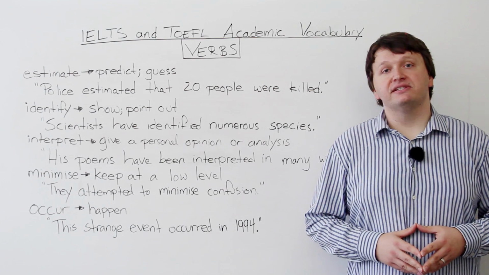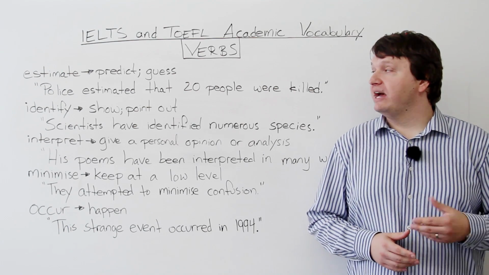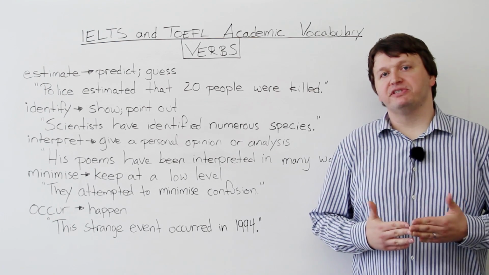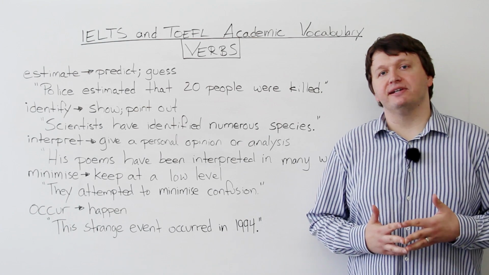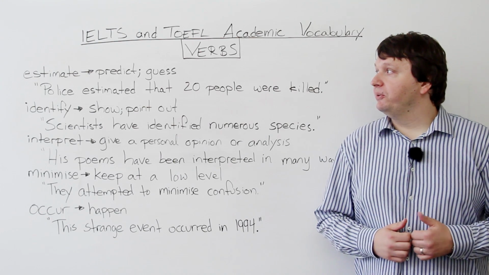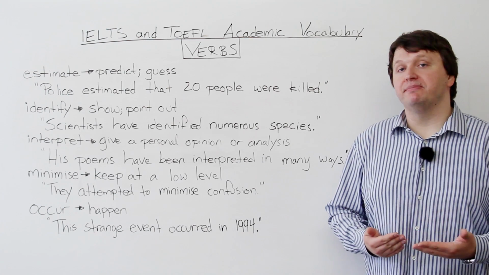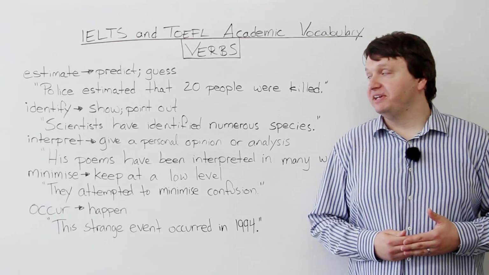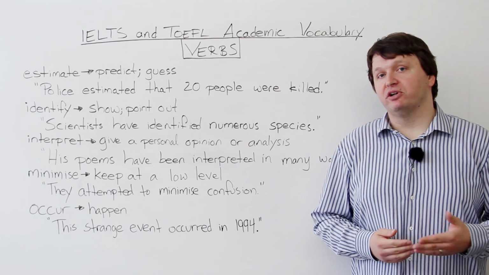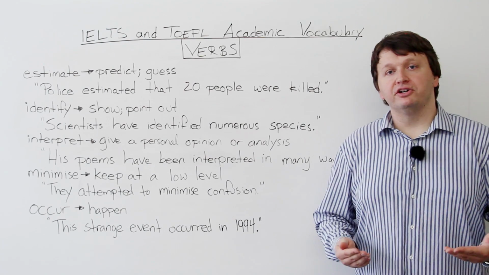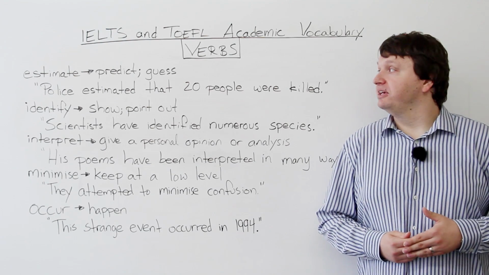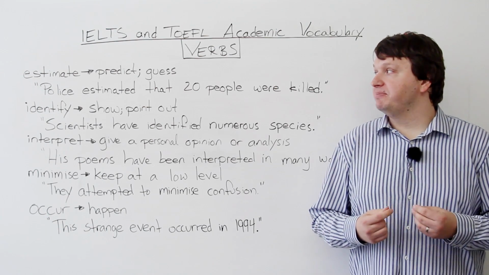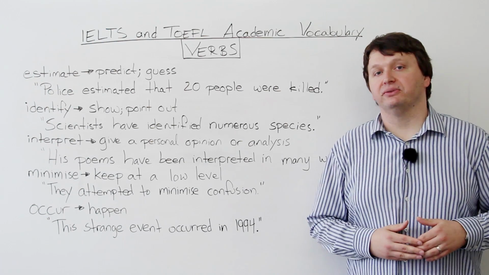The first one is estimate. So to estimate means to predict or guess. Not merely guess though, to make an educated guess based on some kind of evidence. So for example, police estimated that 20 people were killed. It's a little dark to say that, but if you read any newspaper article or if you are doing a reading section on a TOEFL or an IELTS, you might read something similar to this. So police estimated, they made a prediction, okay?